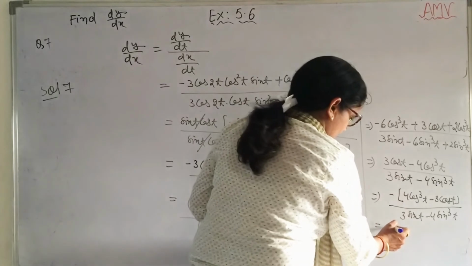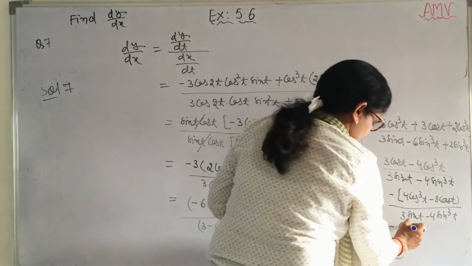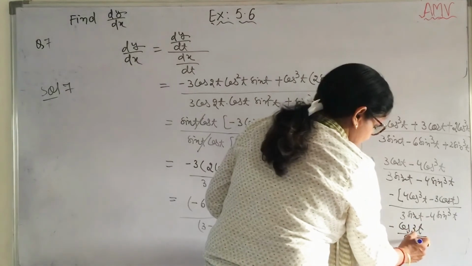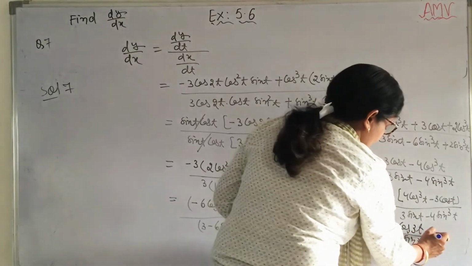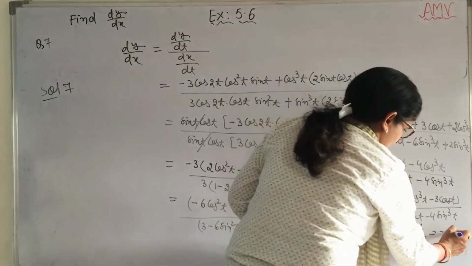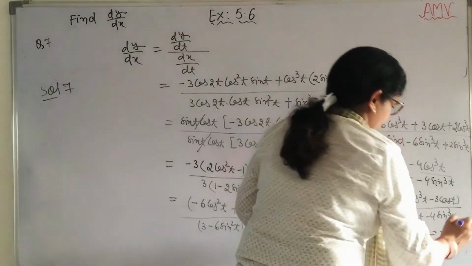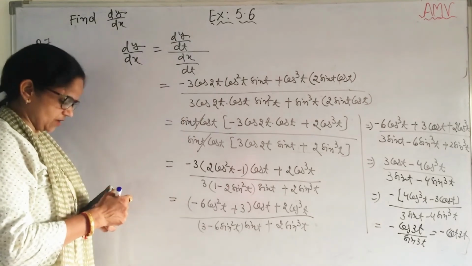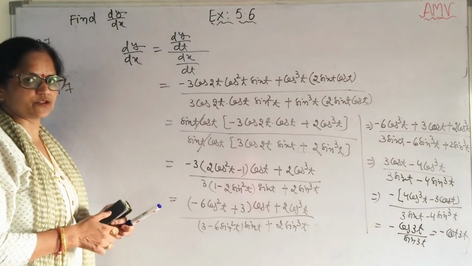It is the formula of cos 3t. Okay, and here it is sin 3t. So it is minus cot 3t. Okay, it is the answer of this question. Now move on to the next question.